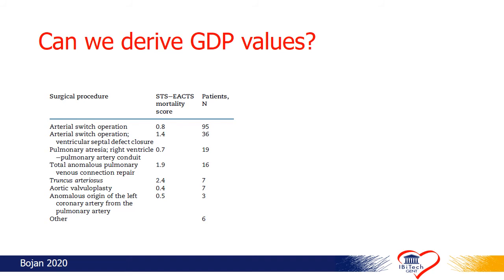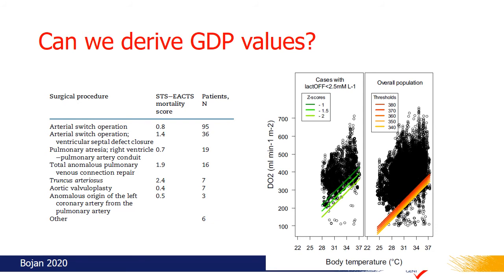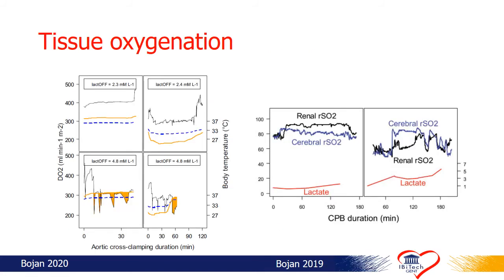And this was her population, and what she found out was that the critical value is 340, so much higher than for an adult, milliliters of oxygen per square meter per minute. And as you can see here, again, very important, this orange line is the desired DO2 of 340. This would be the temperature in blue, and this is the real DO2 during bypass.